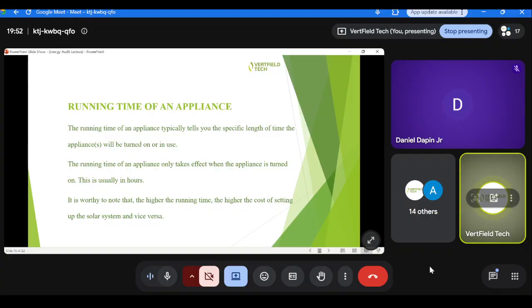So the running time of an appliance technically tells you how long these appliances are going to be turned on. In other words, it simply means that the running time only takes effect when the appliance is powered up.